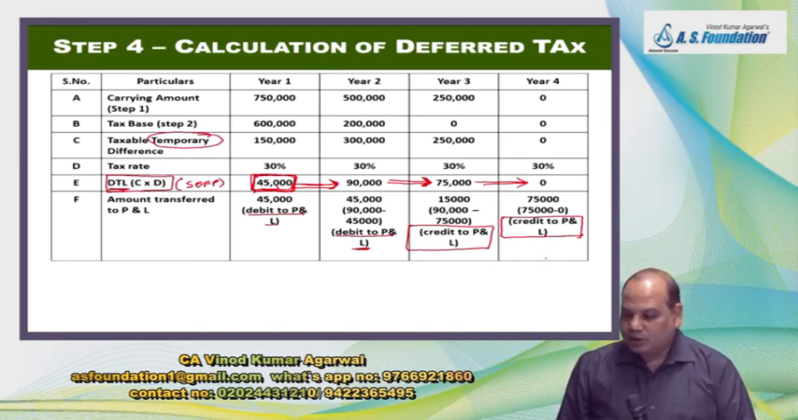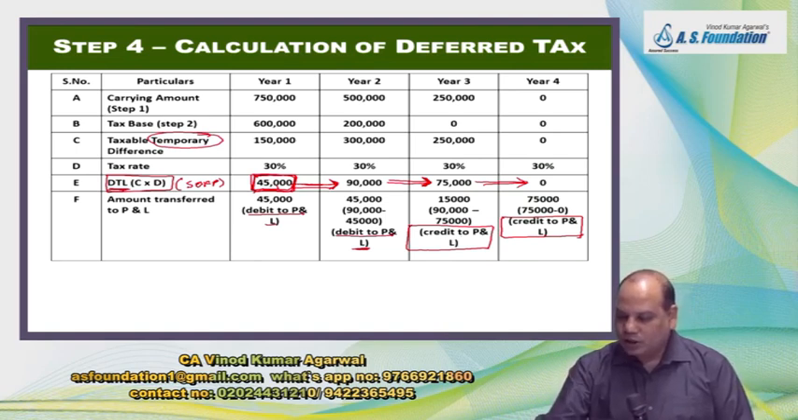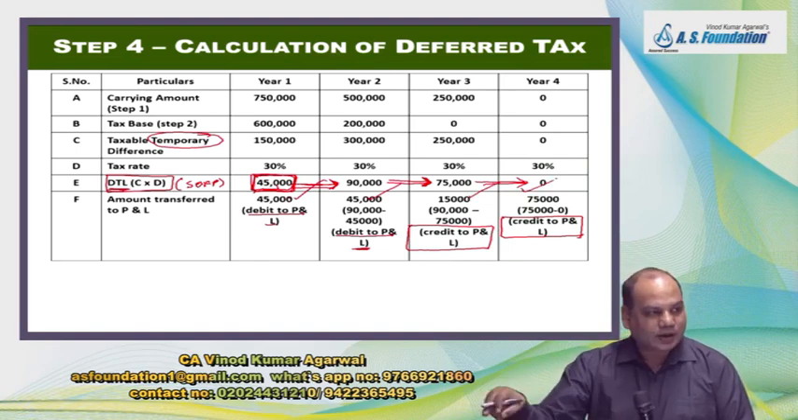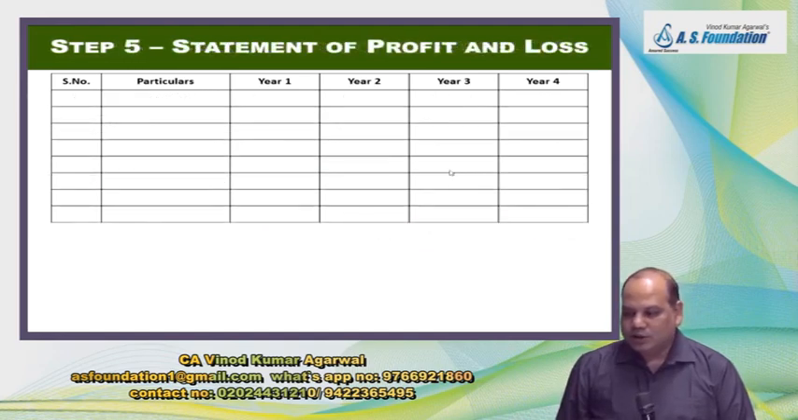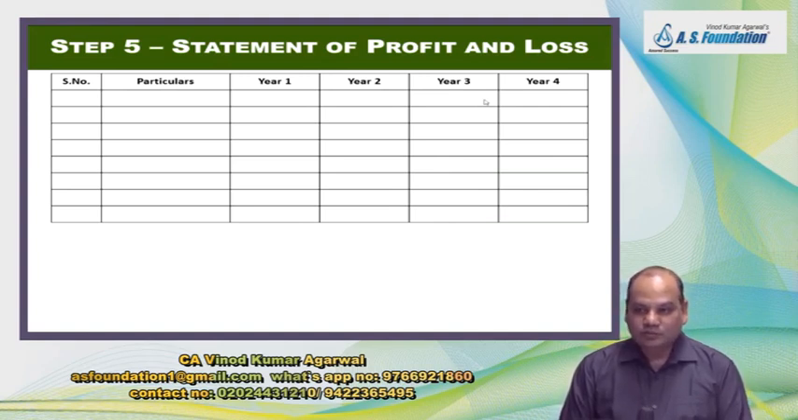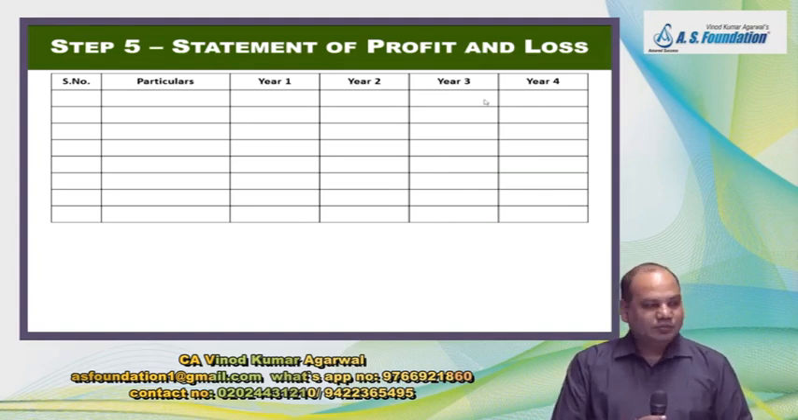Now while preparing the SOPL, these two you will add to current tax and these two you will deduct from current tax, so that you get the total tax expense. Now the last step, write down SOPL, a little fast, come on. Year 1, year 2, year 3, year 4. So this 3-line problem consumed your one full page. Yes or no?